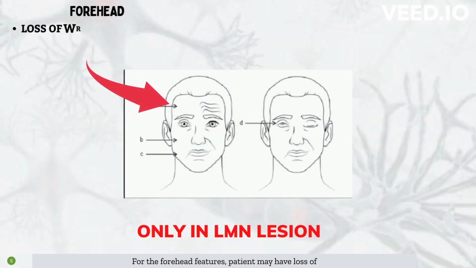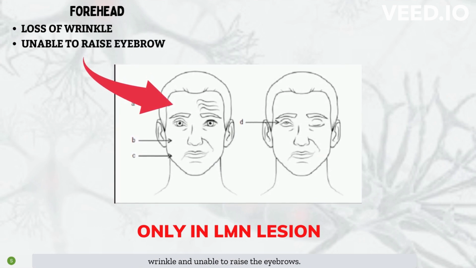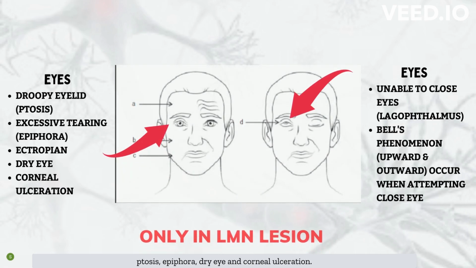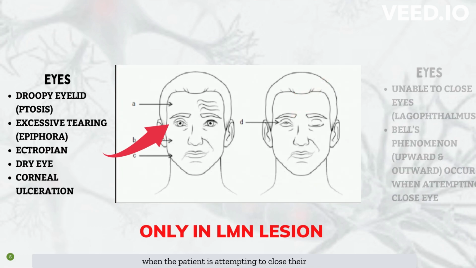For the forehead features, patient may have loss of wrinkle and unable to raise the eyebrow. For the ocular features, there will be ptosis, epiphora, dry eye, and corneal ulceration. Patient may also have ectropion, lagophthalmos, which is inability to close the eyelid completely, and Bell phenomenon, whereby the eyeball will run upward when the patient attempts to close their eye.